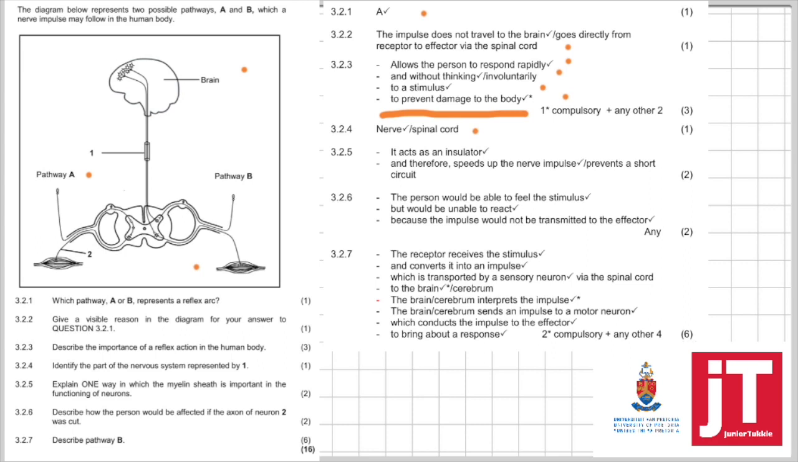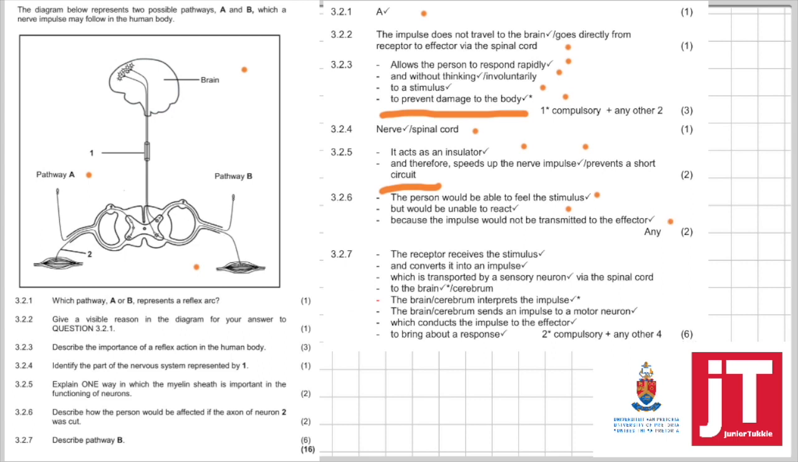Right. 3.2.5. Explain one way in which the myelin sheath is important for the functioning of the neurons. Now, the myelin sheath is the insulator, and it speeds up the transmission of the nerve impulse, and it prevents a short circuit. Right. 3.2.6. Describe how the person would be affected if the axon of neuron 2 was cut. They're asking you what will happen if the axon of the motor neuron was cut. So what will happen? The person would be able to feel the stimulus, but would not be able to react, and the impulse will not be transmitted to the effector.